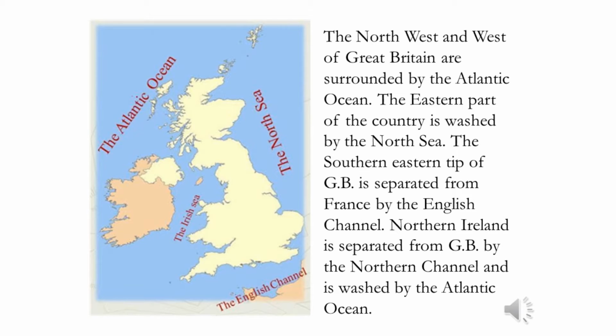The northwest and west of Great Britain are surrounded by the Atlantic Ocean. The eastern part of the country is washed by the North Sea. The southern eastern tip of Great Britain is separated from France by the English Channel. The Northern Ireland is separated from Great Britain by the Northern Channel and is washed by the Atlantic Ocean.